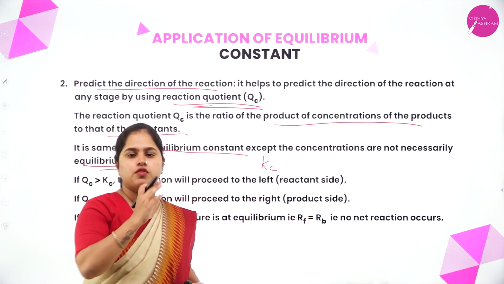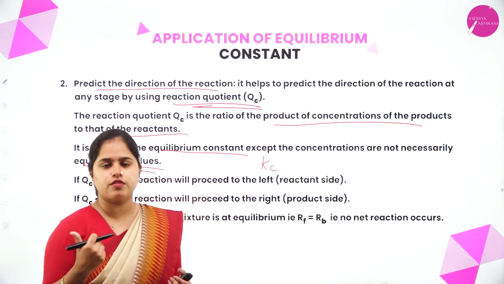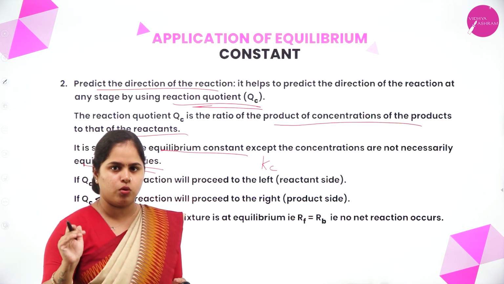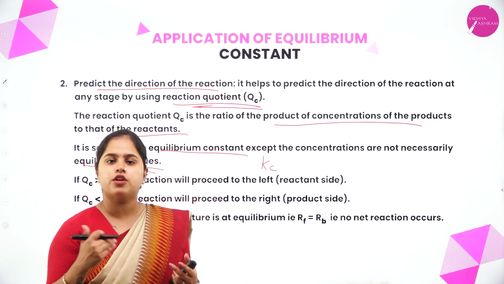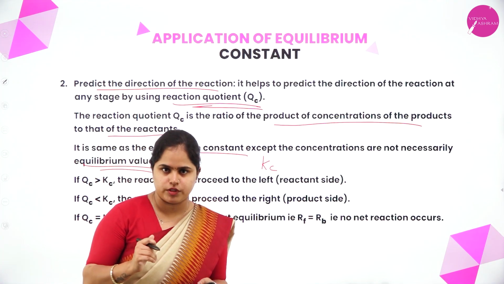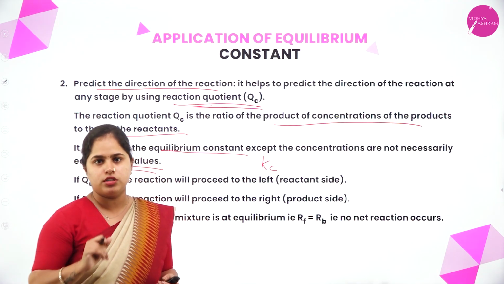What are the concentrations of the reactants and products? We multiply that: the concentration of the products raised to their powers, which are equal to their stoichiometric coefficients, divided by the product of the concentrations of the reactants raised to the power equal to their stoichiometric coefficients. So that is Kc. That is only at equilibrium concentration.